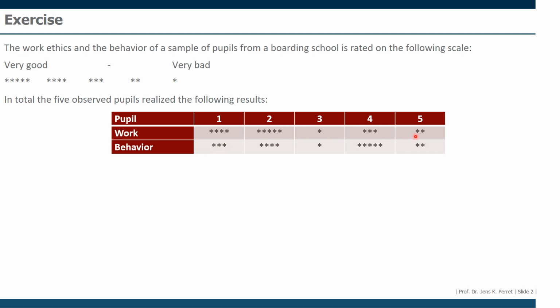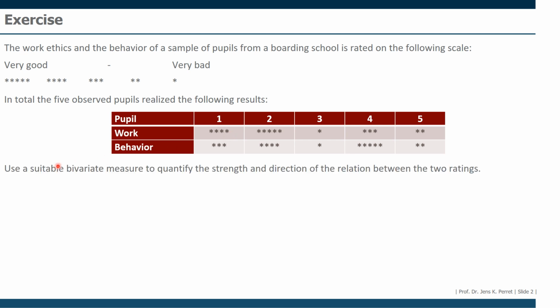If we look closely at this data set, we see that each of our ratings is present only once. And we can see this is information not given in direct quantitative form. So when we are asked to calculate or use a suitable bivariate measure to quantify the strength and the direction of the relation, we need to turn to Spearman's rank correlation coefficient, because we do not yet have the numbers we require, for example, for something like Pearson correlation. Well, how to proceed with this?